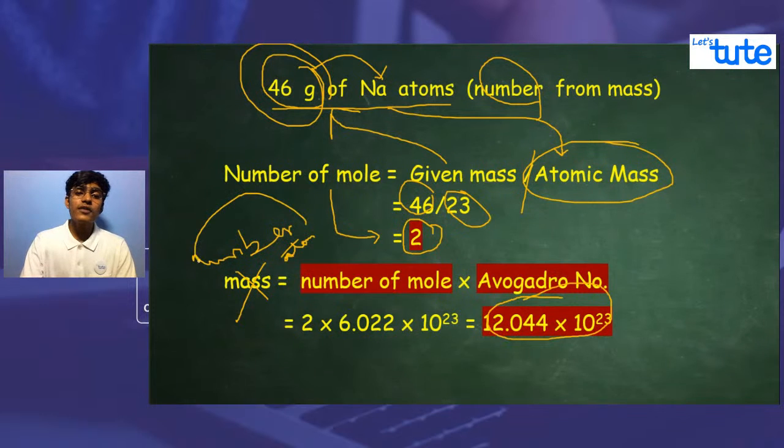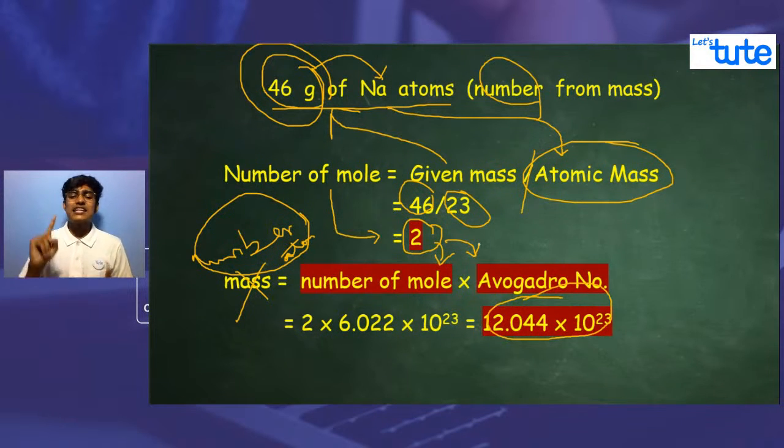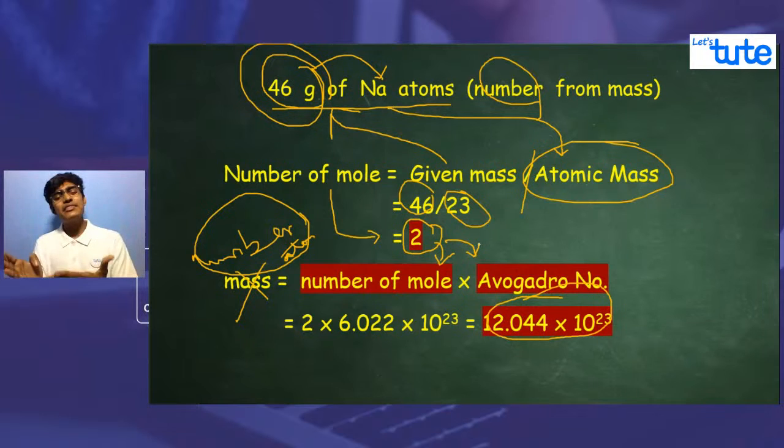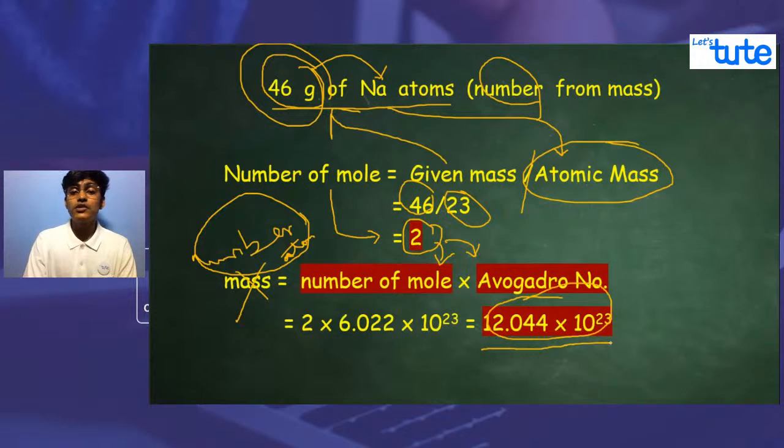Now, how can we find the number of atoms? Number of moles multiplied by the Avogadro number. As we have discussed, 1 mole contains 6.022 into 10 raised to 23 atoms. So how many atoms will 2 moles contain? We simply multiply that number by 6.022 into 10 raised to 23, and our final answer is 12.044 into 10 raised to 23. So this is how we find the number of atoms.